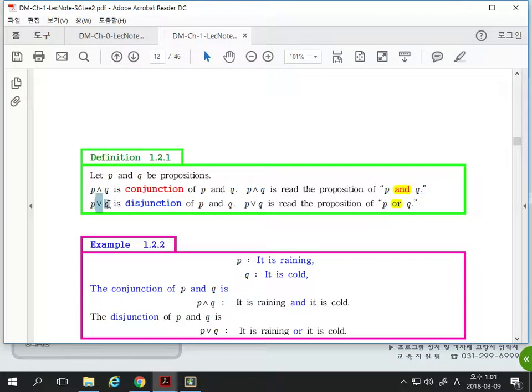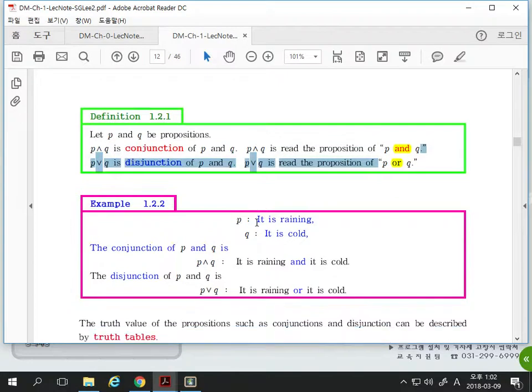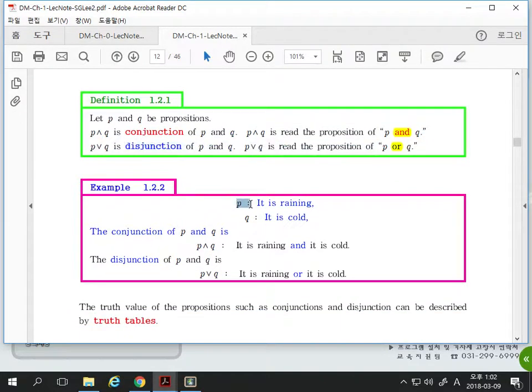P or Q is a disjunction of P and Q, and we read it as P or Q. So if P is a proposition, it is raining, and Q is a proposition, it is cold, then the conjunction of P and Q is P and Q. So it is raining and it is cold. Disjunction of P and Q is it is raining or it is cold.